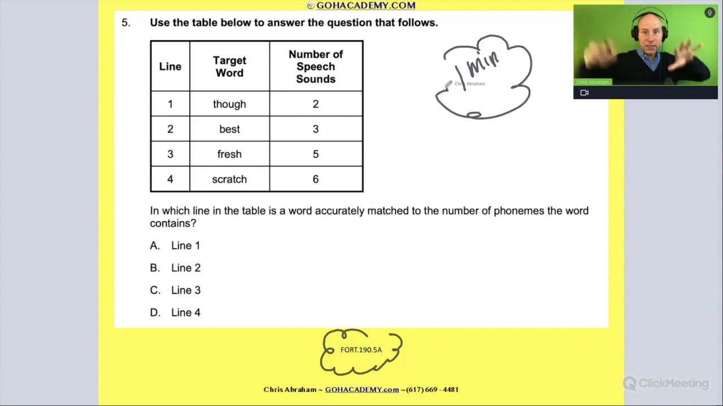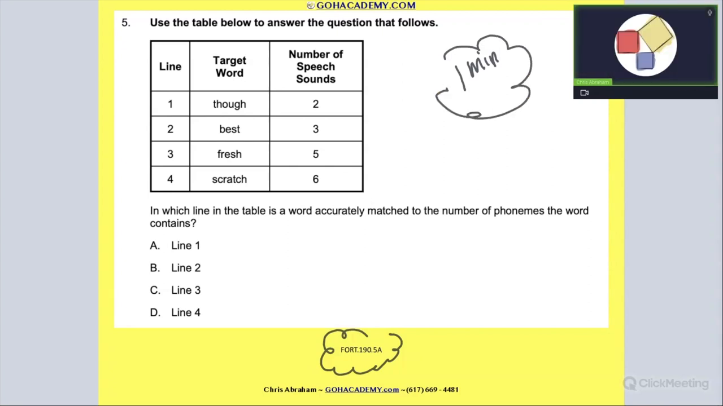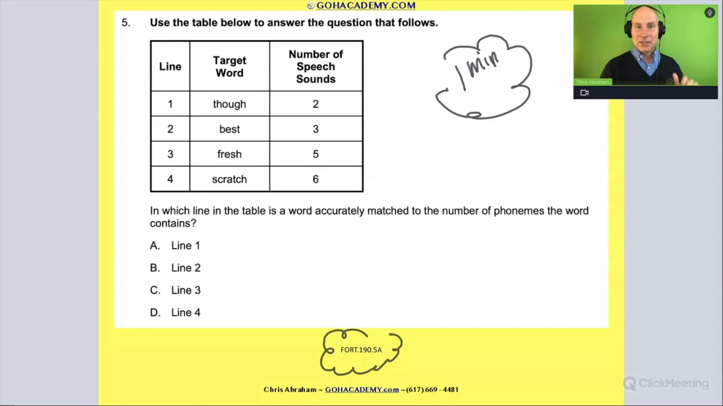Pause me now. Freeze me. And you read. Freeze. I feel like we're playing freeze tag. Did you take time and read it over? You know, 1 minute may not be enough, but make sure you read it over twice. Yes?